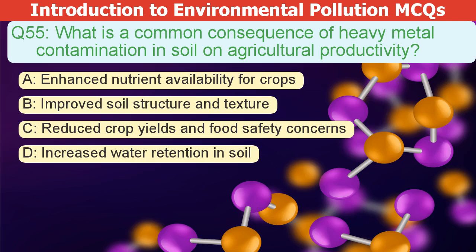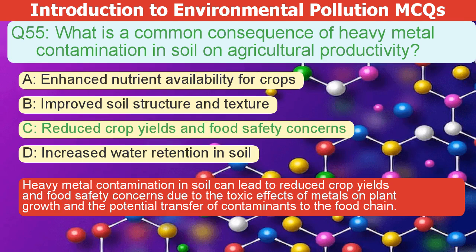What is a common consequence of heavy metal contamination in soil on agricultural productivity? A. Enhanced nutrient availability for crops. B. Improved soil structure and texture. C. Reduced crop yields and food safety concerns. D. Increased water retention in soil.